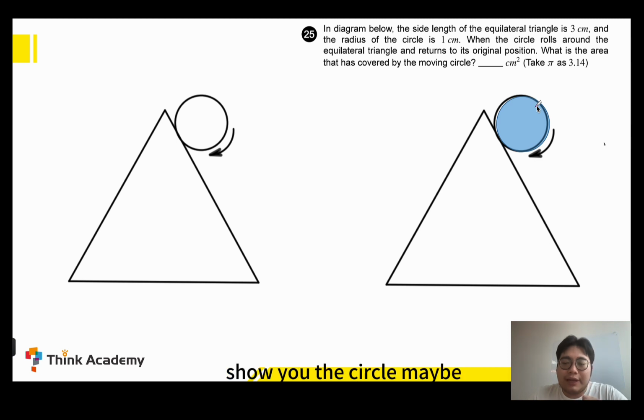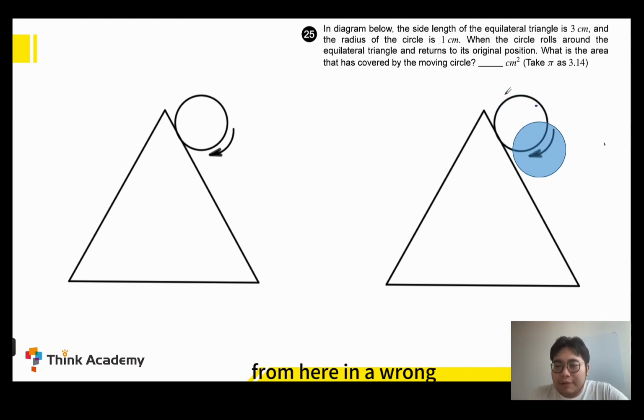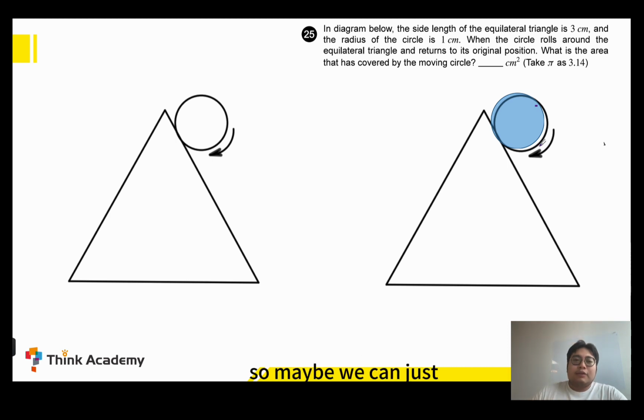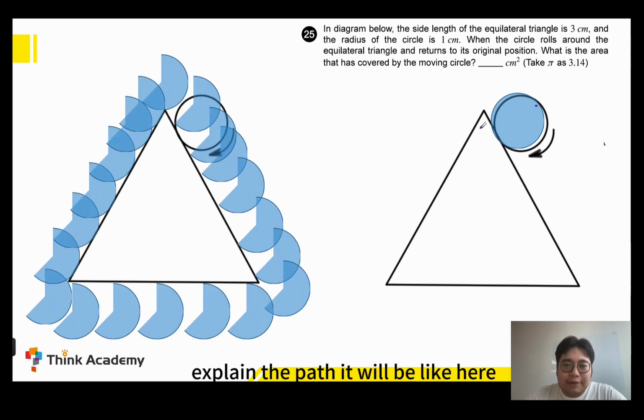Actually, I can show you the circle may run in this path from here and run back to the original place, right? So maybe we can just use many circles to explain the path. It will be like here.